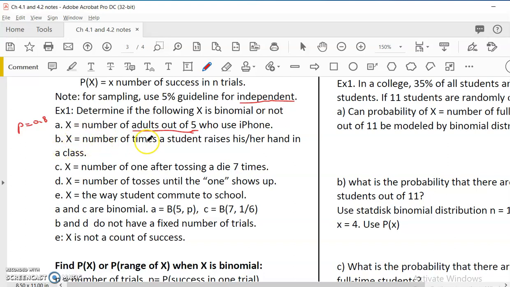Next, X is the number of times a student raised his or her hand in class. So we select a student in a class, and we are looking at the number of times a student raised his or her hand.